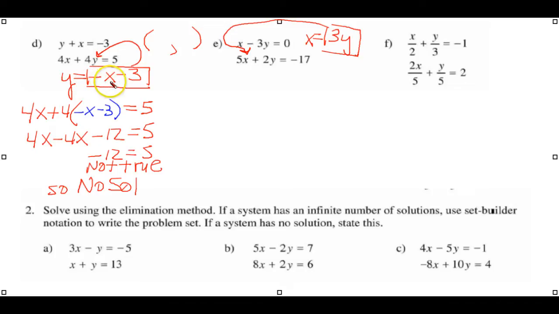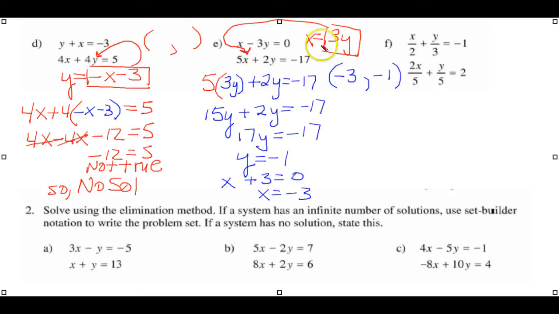So when I substitute this value for y in this other equation, I then clear parentheses, group like terms, and these just cancel out. So I have a negative 12 equals 5. Is that a true statement? No. So there's no solution for this one. All right, let's go on to this one.